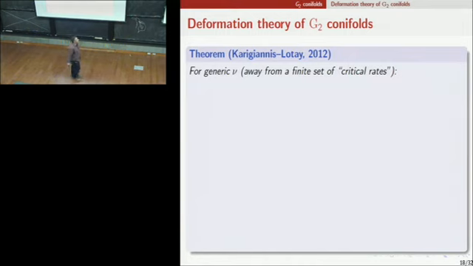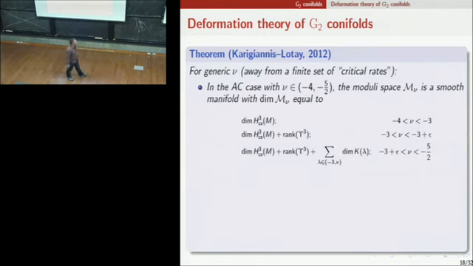So the theorem, I'm going to state the AC version and then the CS version, says that for generic rates, you have to avoid a finite set of critical rates. And I'll tell you why on the next slide. But except for a finite set of critical rates, we have the following. In the asymptotically conical case, as long as the rate is in this range and you avoid the critical rates, then the moduli space is a smooth finite-dimensional manifold. And the dimension is equal to this. It depends on the range. So it's mostly topological, but there could be some analytic contribution.